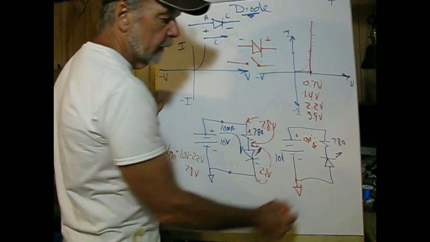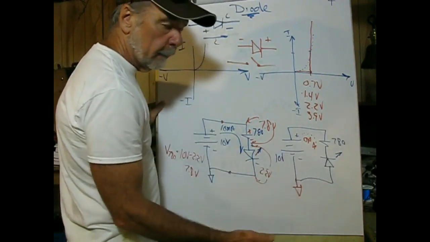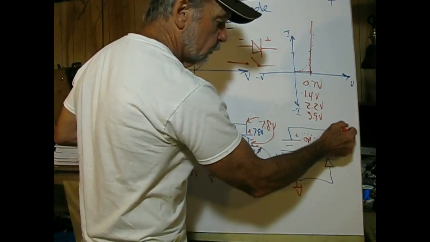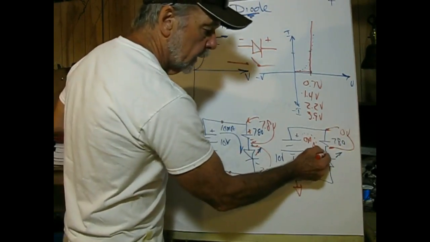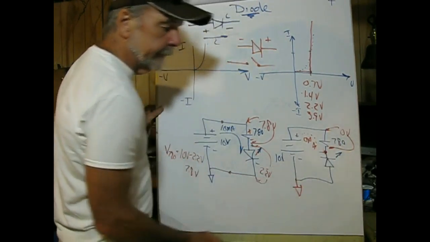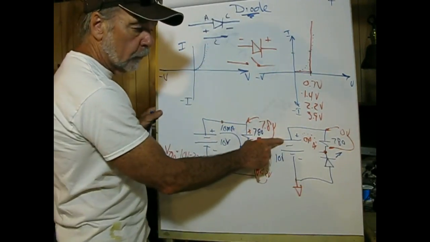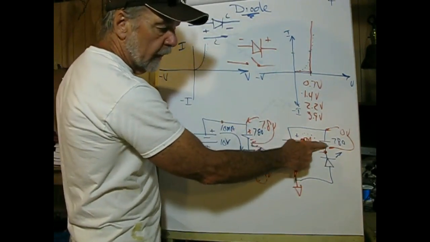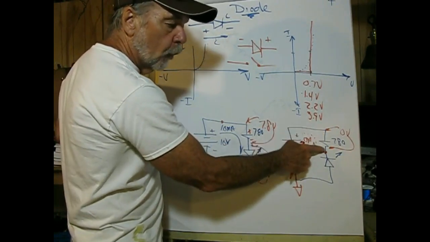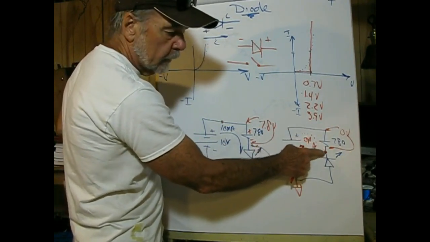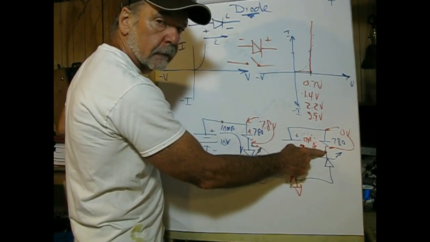Having said that, I know that the voltage drop across the 780 ohm resistor is 0 volts, and the voltage at this point then would be 10 volts. If one side of the 780 is connected to positive 10 volts and there's no voltage drop across this part, then the other side has to be the same potential.